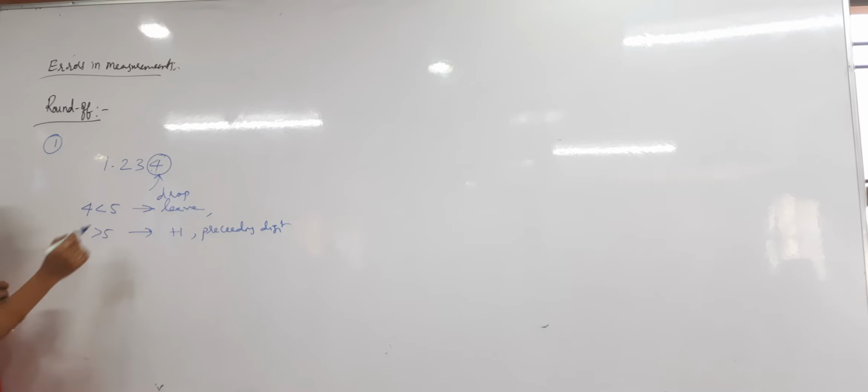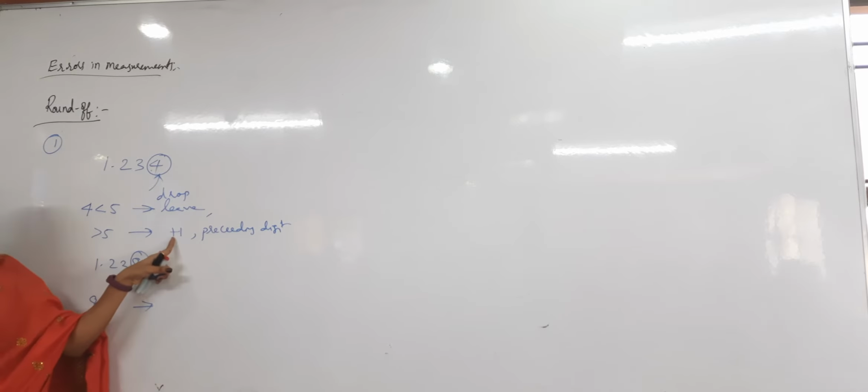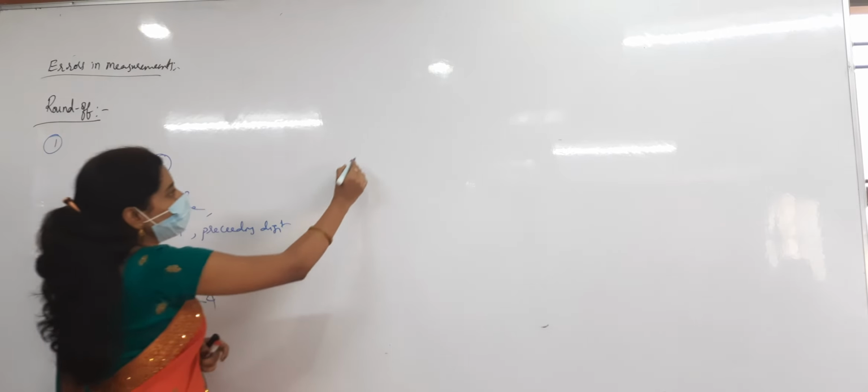Then whenever you see the last number is greater than 5, at that time what you have to do? You have to raise the preceding one by 1. If I say 1.238, how much will you get? 1.24 you will get. Why? Because you have to observe the cut off digit here, that is 8, and 8 is greater than 5. Whenever it is greater than 5, you have to do +1 for the preceding digit. The preceding digit is 3 here, 1.2 as it is. For the 8, the preceding digit is 3, for that you have to do +1, so what will we get here? 1.24. Clear?